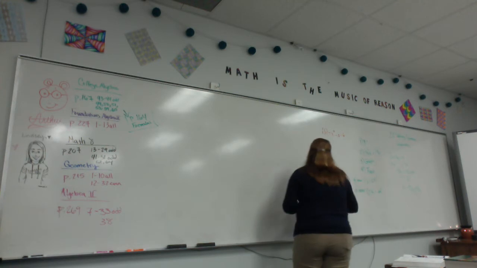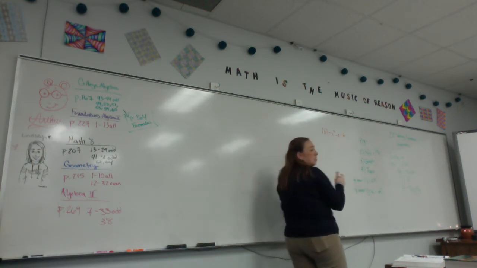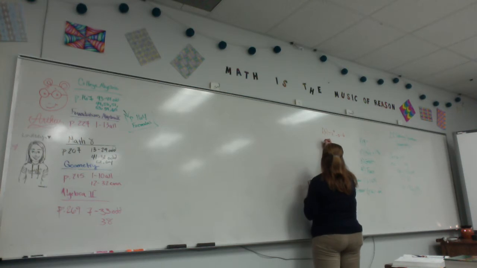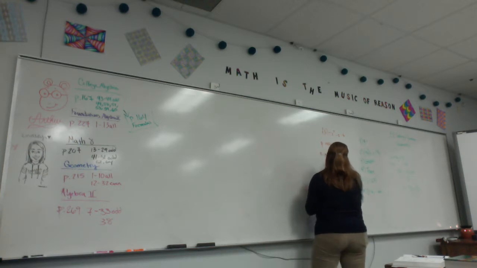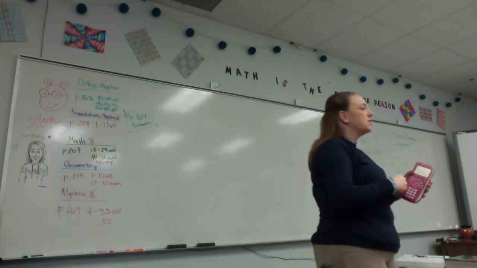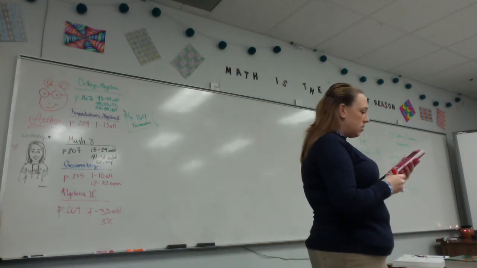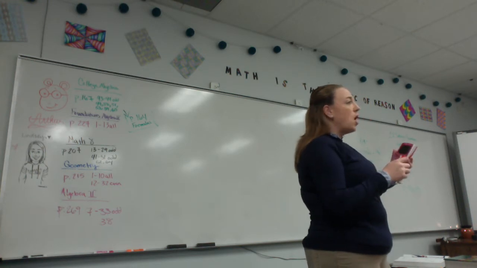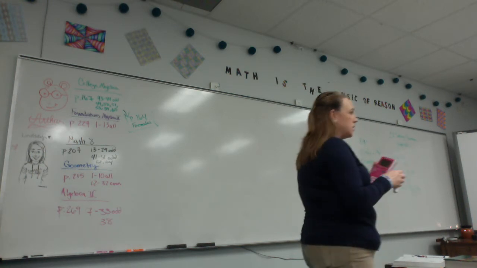So there should be two x-intercepts and there should be a y-intercept. Why does it keep doing that? Because you've got to reset your window because your window is for some reason set weird right now. Then you're going to press the trace feature again. It should go automatically to your y-intercept.